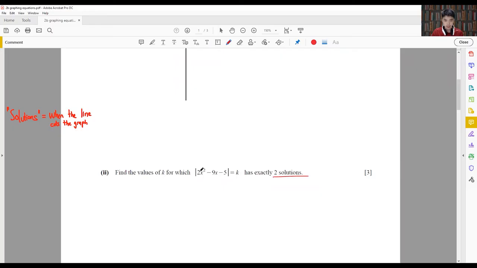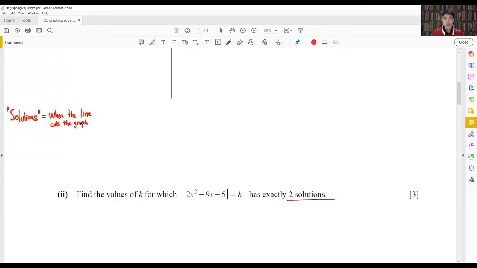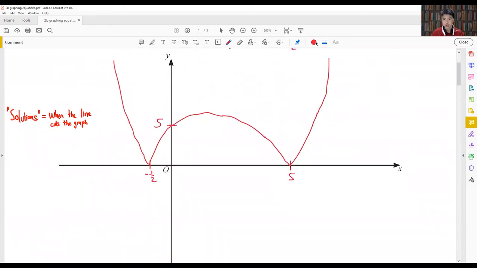Now, looking at your next question here: find the values of k for which the modulus of 2x squared minus 9x minus 5 graph that you just plotted equals k has exactly two solutions. When they say two solutions, looking at the note I wrote down here, solutions is when the line cuts the graph. In this case, if you're looking for two solutions, now let me help you identify. The first point that you can see that has two solutions is here, when your line is y equals 0.